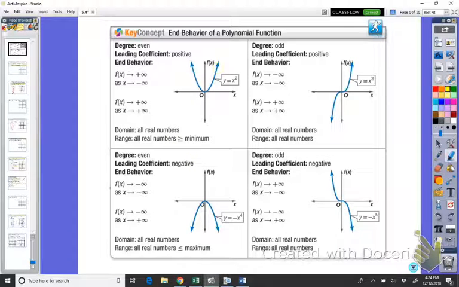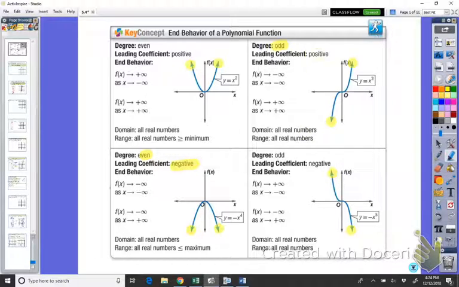For an even function, the end behavior is that both arrows are either going up into positive infinity in y, or if it's an even function and it's negative, both arrows will face downward. And for an odd function, the arrows are in opposite directions. So one goes up, one goes down. That's how you can predict what your graph is going to look like.